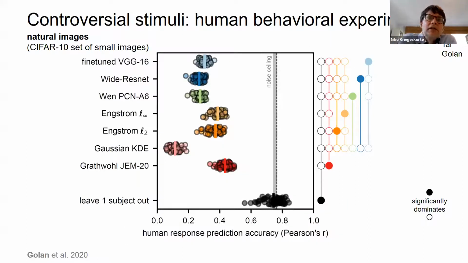So when Tal did the psychophysical experiment, these were the results. Again, the most striking feature is this big gap between all of the models and the noise ceiling. So this indicates that all of the models, as usual, are incorrect. But there are significant differences between the models. And the best model was the graph-wolf joint energy model, the hybrid generative and discriminative model, which significantly dominated all the other models. You can also see the failure of the Gaussian KDE model here.